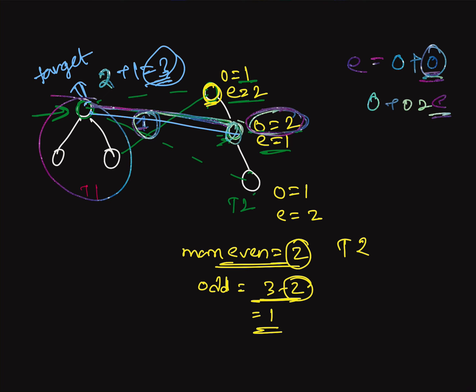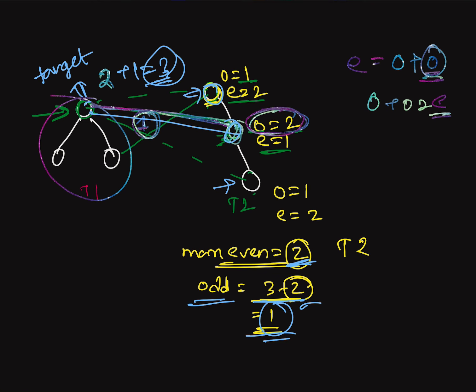This is clear. From tree 1, you can check if I start from here, how many nodes are at an even distance? The node itself is 1, and this is the even distance. So the maximum number of even distance nodes is 2, and the total number of odd nodes will be 1. So the total number of nodes present is 3. 3 minus 2, I get 1. So this is clear.